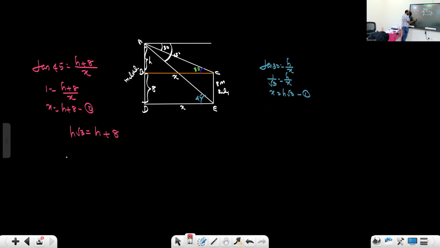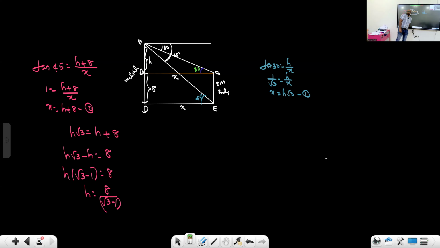Now, H root 3 minus H equal to what? 8. H common, I took it out. Root 3 minus 1, H equal to 8. So H equal to 8 by root 3 minus 1. What will we do next? We multiply and divide by root 3 plus 1, so 8 into root 3 plus 1.